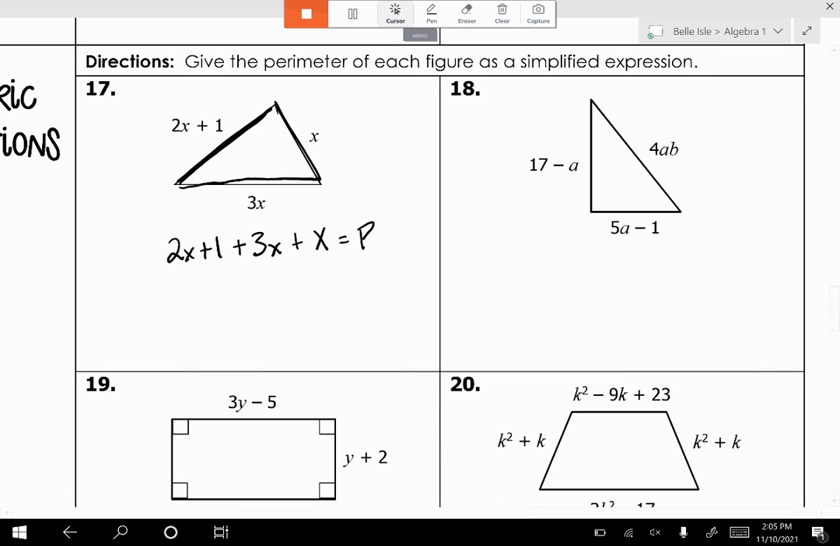Now, we are simplifying this, so just simplify it by combining like terms. So boom, you're going to combine 2x plus 3x plus x, which is 6x. And then you're going to put plus 1.